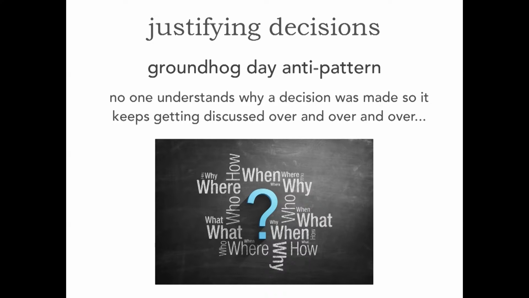Now, the Groundhog Day anti-pattern describes a situation where no one understands why a decision was made, so it keeps getting made and discussed over and over again. It gets its name from the movie Groundhog Day with Bill Murray, where it was Groundhog Day every single solitary day, an infinite loop. So that's why it's extremely vital to make sure you justify all of your architecture decisions. What I'd like to do now is go through a scenario and exercise to show you the process for justifying those decisions and how you would form that architecture decision coupled with the justification.